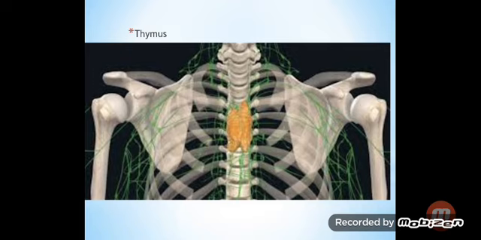It is located in the inferior mediastinum but may extend to the superior. It is pink, lobulated, and supplied by the inferior thyroid artery and internal thoracic artery. This is for the thymus gland.